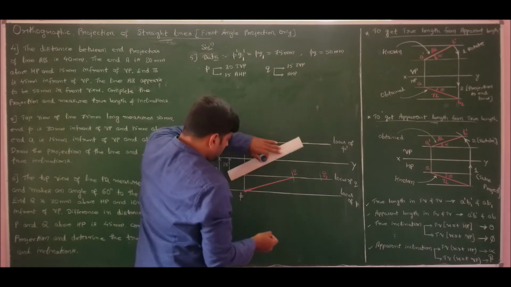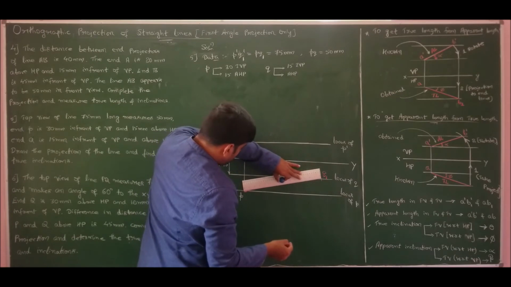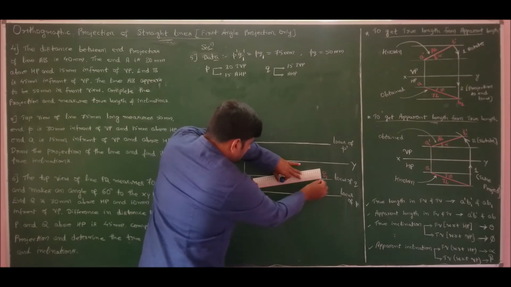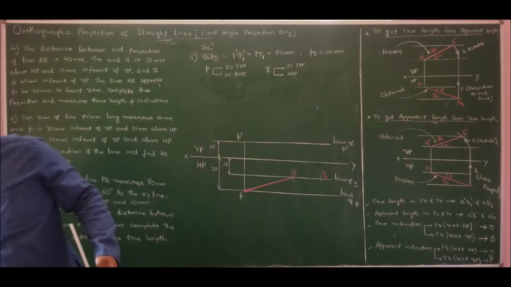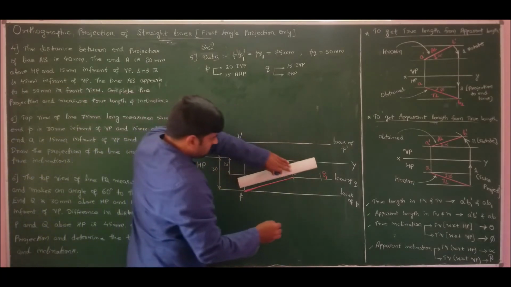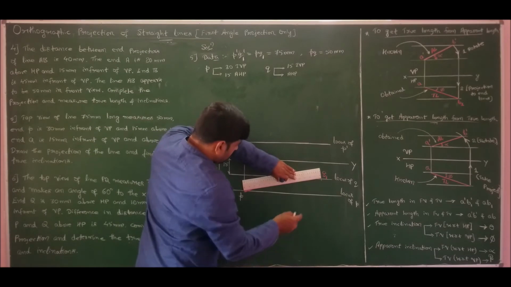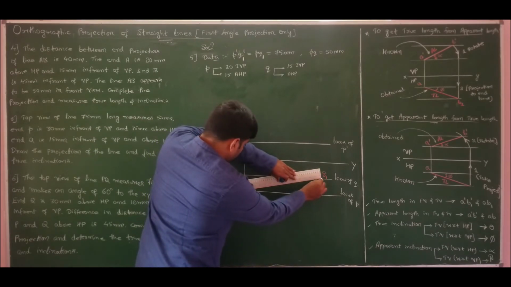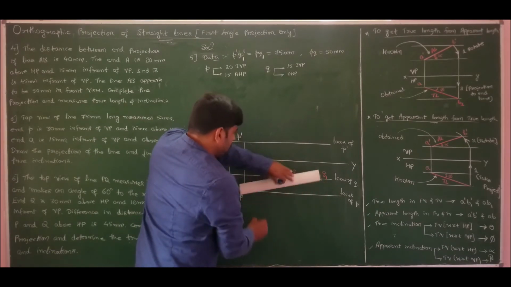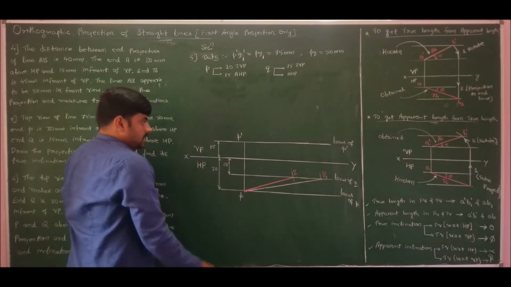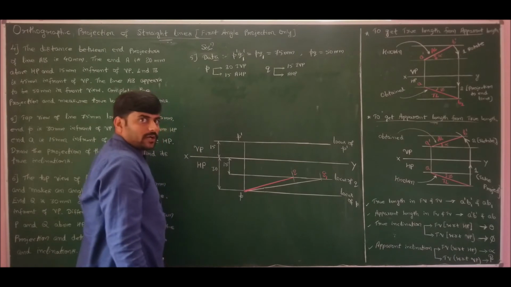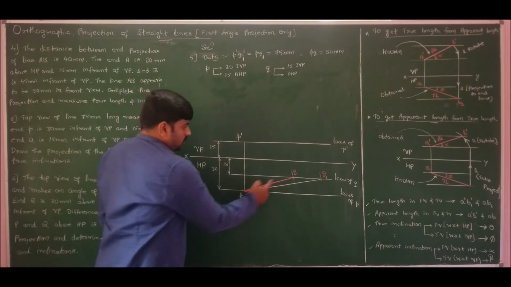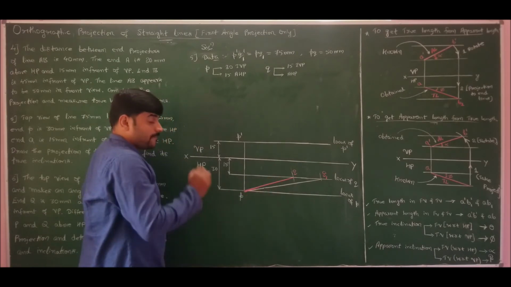Whereas PQ1 is true length, which is invisible. So I should draw a very thin line. Therefore I am using white chalk whose thickness is 0.13 millimeters. Thickness of this line is 0.13. Thickness of apparent length is 0.5 millimeters. So therefore apparent length should be darker.